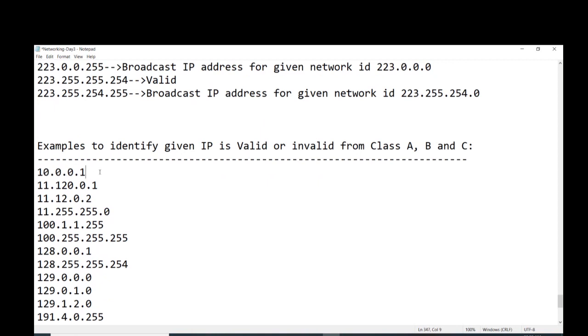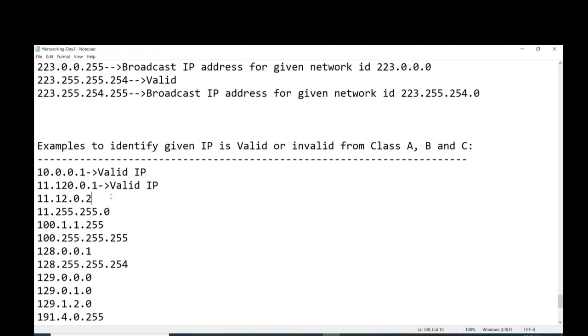Yes, sir, valid. Which class does it belong to? Class A. Valid IP. Is it a valid IP address? Yes, sir. Next one, yes, sir, valid. Which class does it belong to? Class A, sir. This one, is it valid?